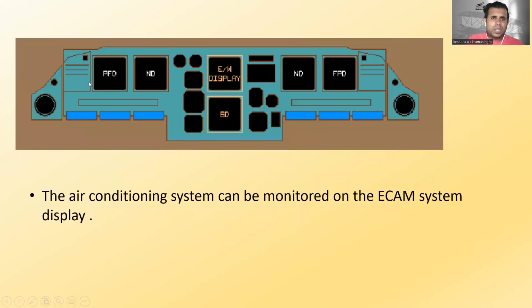All right. So this is the dashboard. This is the aircraft. So the PFD, ND, and engine warning display, system display are here. The air conditioning system can be monitored on the ECAM system display, right? This is the ECAM system display, so we can monitor the air conditioning system.